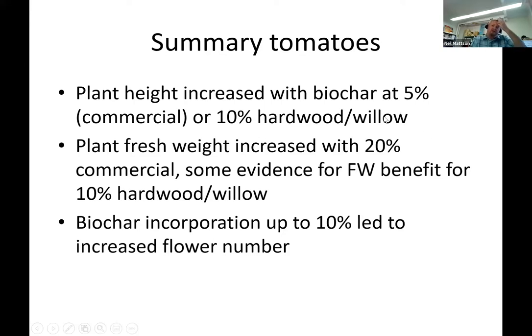So to summarize the tomato results, we did see increased plant height with biochar at 5% for the commercial, or 10% for the hardwood and willow. Plant fresh weight increased with 20% of commercial biochar, and then some evidence for a fresh weight benefit for 10% hardwood and willow. And we did see an increase in flower number, which was quite interesting as well.